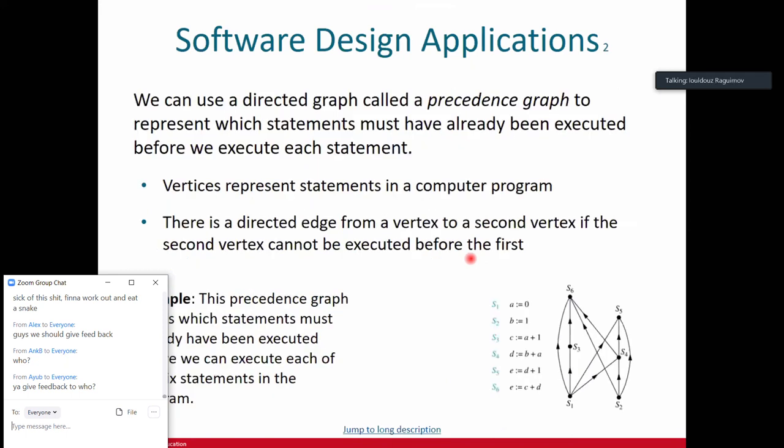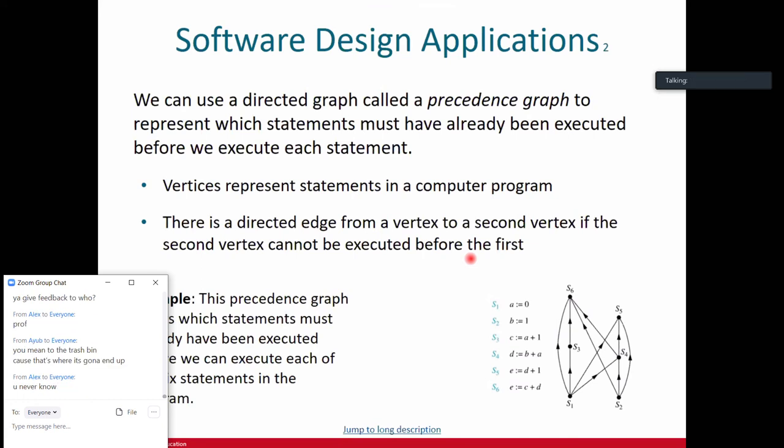In writing code, software design applications, second case. If I consider a simple code: zero assigned to A, one assigned to B, A plus one is assigned to C, B plus A assigned to D, D plus one is assigned to E, and C plus D is assigned to E.